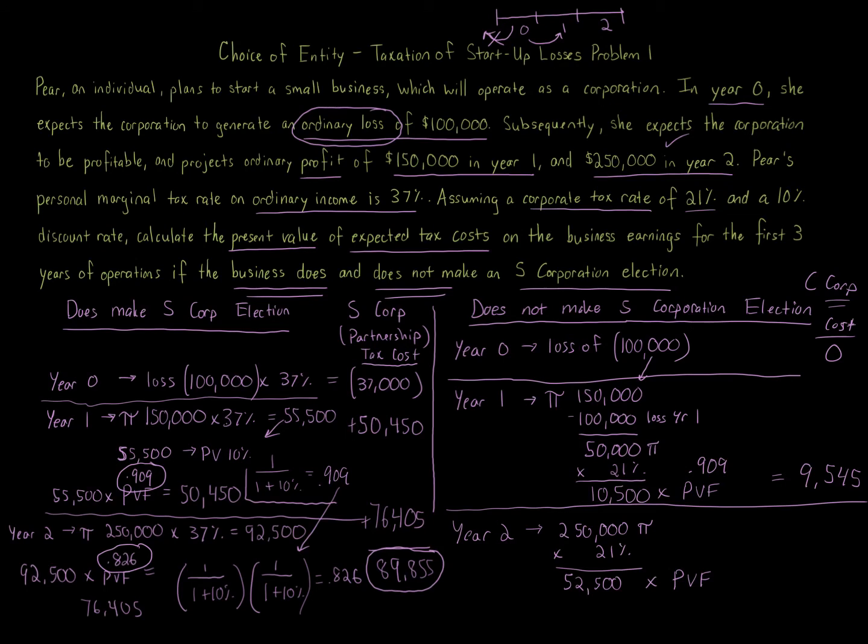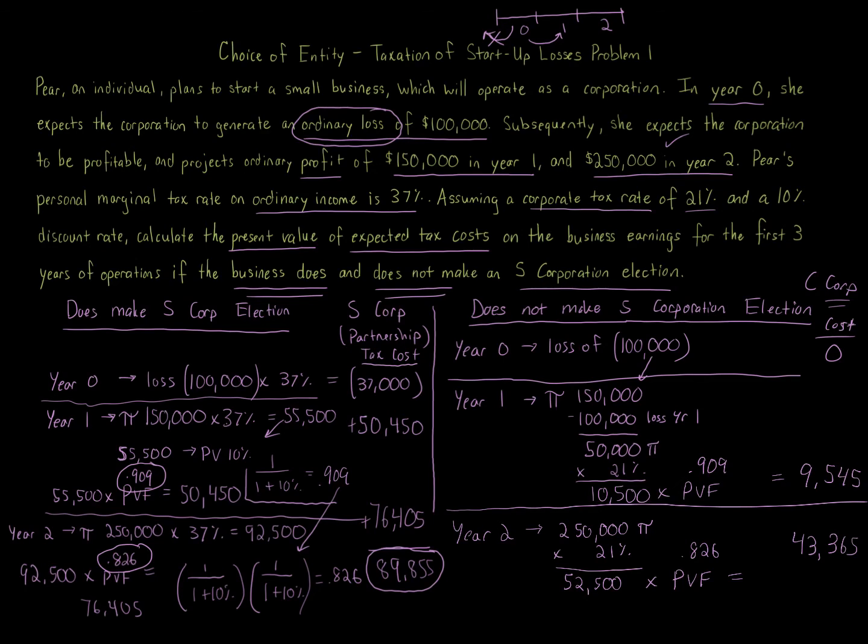0.909 times 0.909 gives us 0.826 rounded to 3 decimal places. So times 0.826, that's going to equal $43,365. So we got our costs in year zero. It's $0 because, again, C corporations do not get the benefit of losses. You have to carry it back or carry it forward, or you don't get the benefit of it in that respective year, in the year it happens.